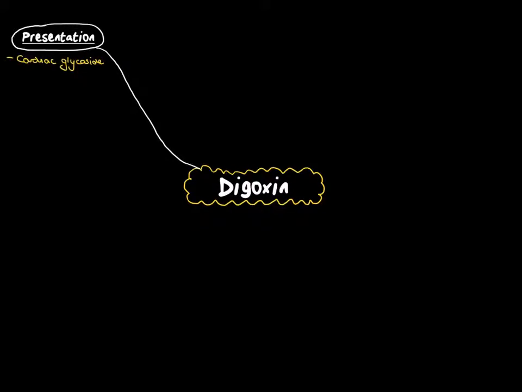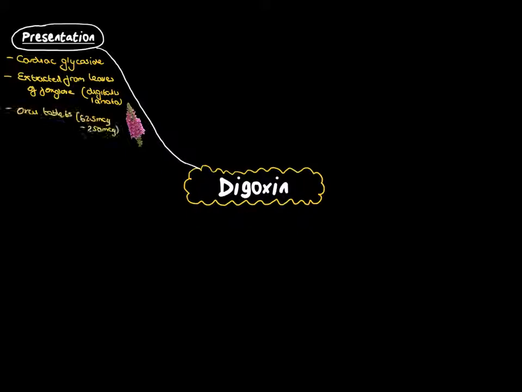If we start off with presentation, digoxin is a cardiac glycoside. It's extracted from the leaves of the foxglove plant, or Digitalis lanata. It typically comes in oral tablets from 62.5 micrograms up to 250 micrograms. It comes in an elixir form, which is typically a 50 microgram per ml elixir, and it comes in a clear IV preparation with ampule sizes ranging from 100 to 250 micrograms per ml.